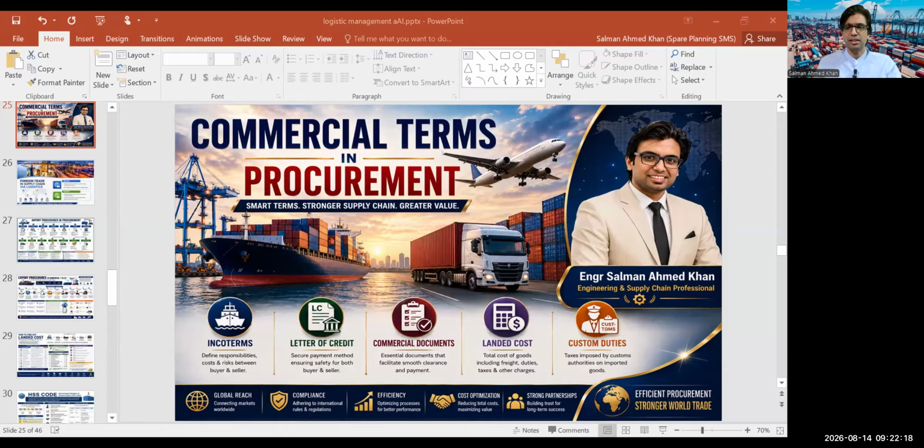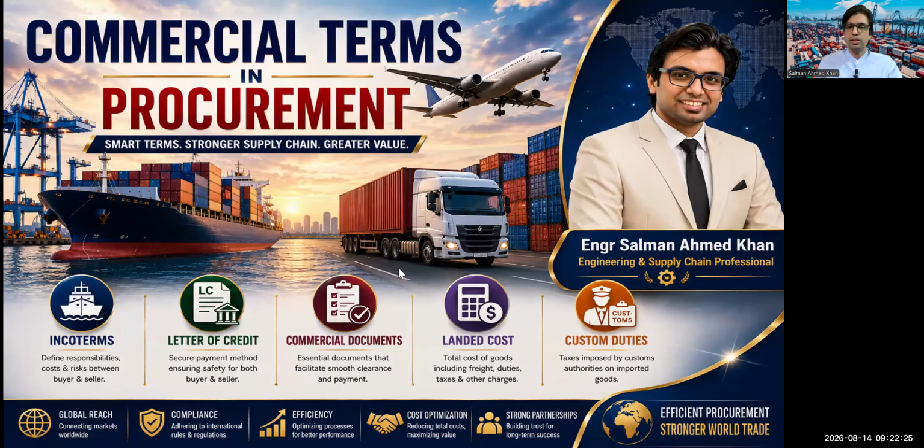In this video, I'm going to talk about one of the important terms in agreements between suppliers, the Incoterms. Incoterms basically define the responsibilities, cost, and risk between the buyers and the sellers. Then there is the letter of credit, which is a secure payment method, ensuring safety for both the buyers and the sellers. And then there are the commercial documents. These are the essential documents that facilitate smooth clearance and the payment between the buyers and the supplier.